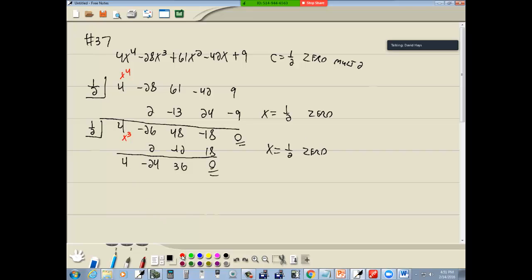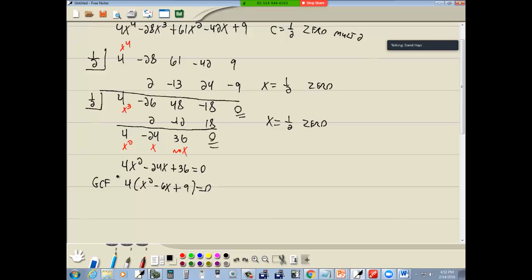Now at this point, each answer we find takes it down one more power. So this is now x squared, this is x, and this is our constant term. So we can drop off, and we set that equal to 0. The reason you always set it equal to 0 is because you're finding zeros. Now I can factor out the GCF, which is 4, and I get x squared minus 6x plus 9. And this will factor as x minus 3 times x minus 3.